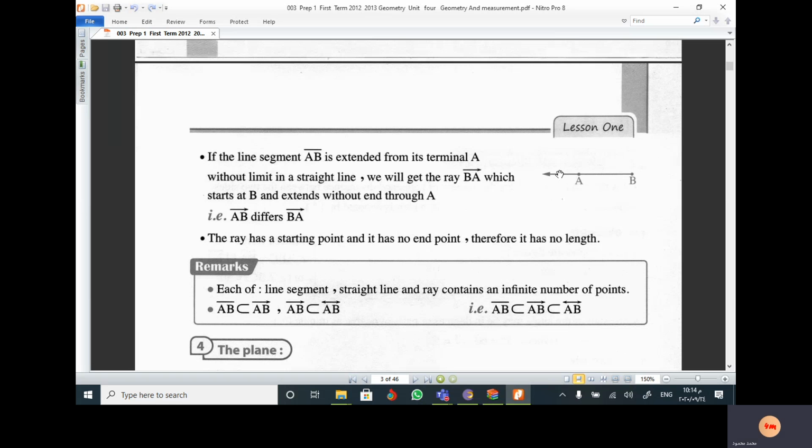The ray AB differs from ray BA, because AB starts from A to B and A is the starting point, but BA starts from B and moves to A without limit, so it's different.